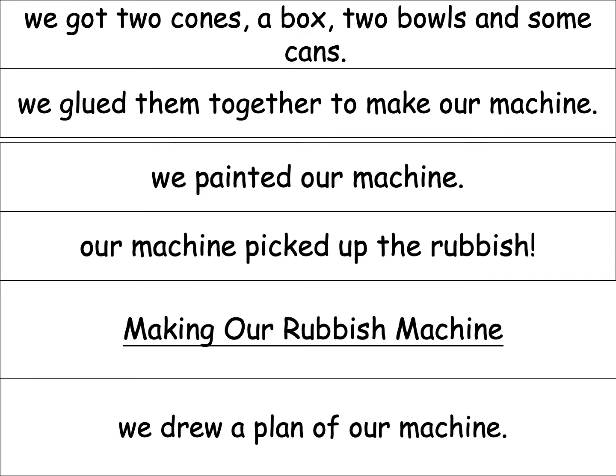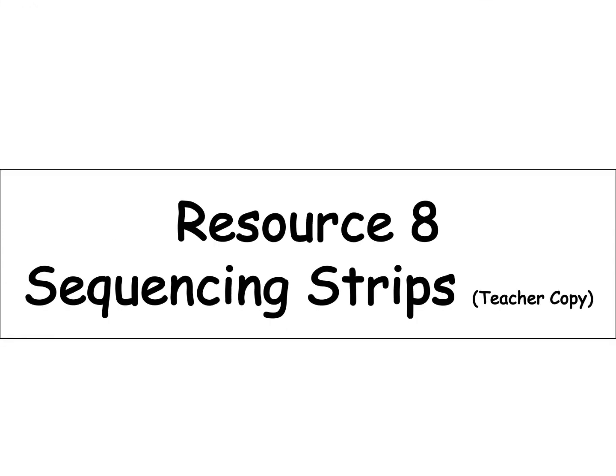We got 2 cones, a box, 2 bowls and some cans. We glued them together to make our machine. We painted our machine. Our machine picked up the rubbish. Making our rubbish machine. And we drew a plan of our machine. So those are the 6 sentence strips. And what we need to do now, we need to sequence the sentence strips.